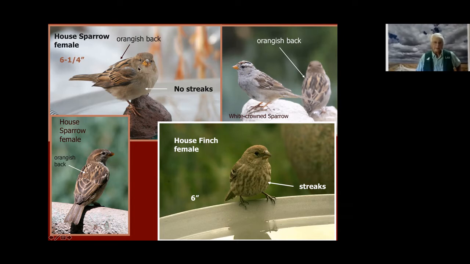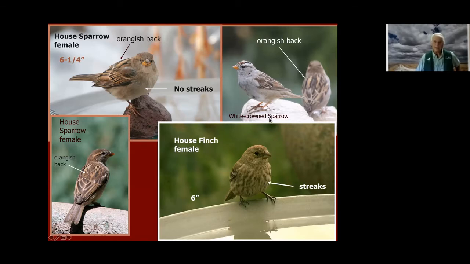Another thing to recognize is that orangish stuff I mentioned on the back of the female. These orangish streaks and so on. That will also separate it from the female house finch, because the female house finch doesn't have that orangish on the back. So at least two easy ways to tell a female house finch from a female house sparrow.